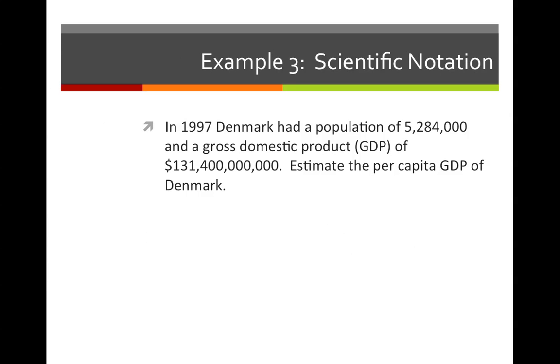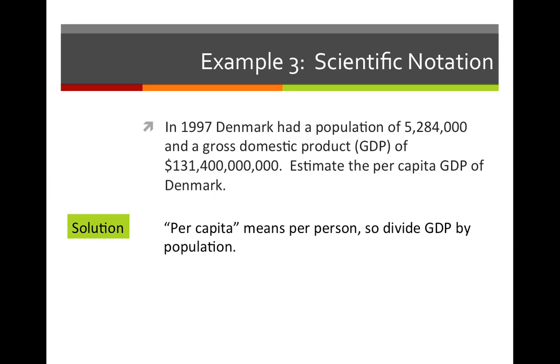All right, our last example here to finish this up is to use those properties in a scientific notation kind of problem. So this problem says that in 1997, Denmark had a population of 5,284,000 and a gross domestic product, which is abbreviated GDP, of $131,400,000,000. So it's asking you to estimate the per capita GDP of Denmark.